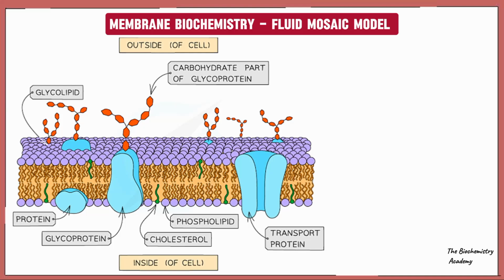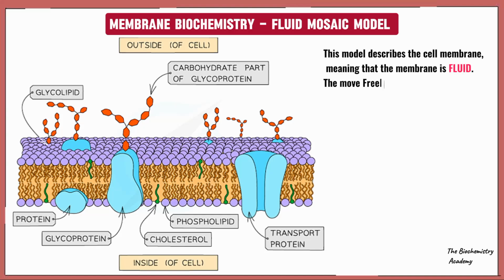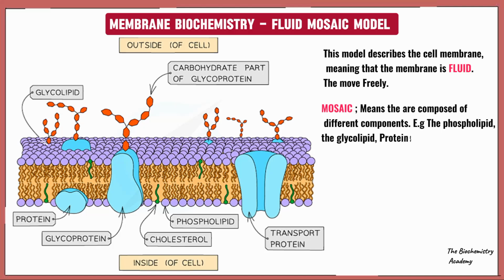In our playlist of membrane biochemistry, today we'll be talking about the fluid mosaic model. Now, this model describes the cell membrane. It tells us that the membrane is fluid, meaning that the components are free to move. And we'll talk about mosaic. Mosaic tells us that it is composed of different parts.